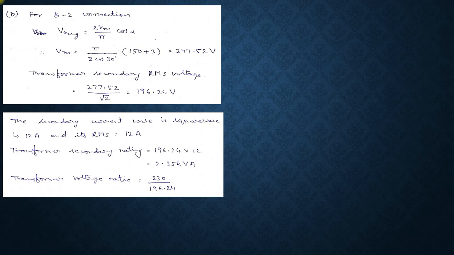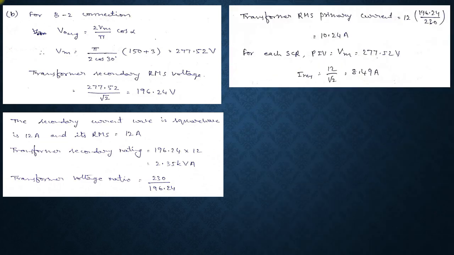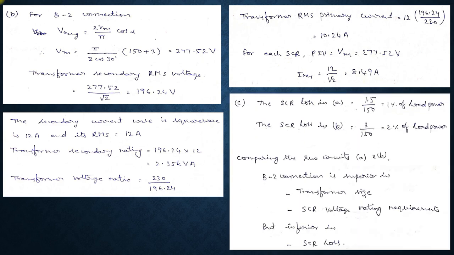So the transformer secondary rating will be VI. Here the rating is VI, not 2 VI. So 2.35 kVA is sufficient for us. The transformer voltage ratio is 230 by 196.24. Transformer RMS primary current will be 12 into 196.24 by 230, around 10.24 ampere. For each SCR, peak inverse voltage is Vm, equal to 277.52 volt. IRMS is 12 by root 2, which is 8.49 ampere. So this is regarding the bridge connection.